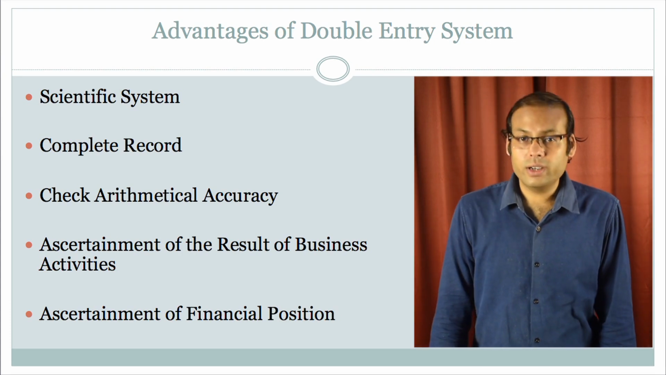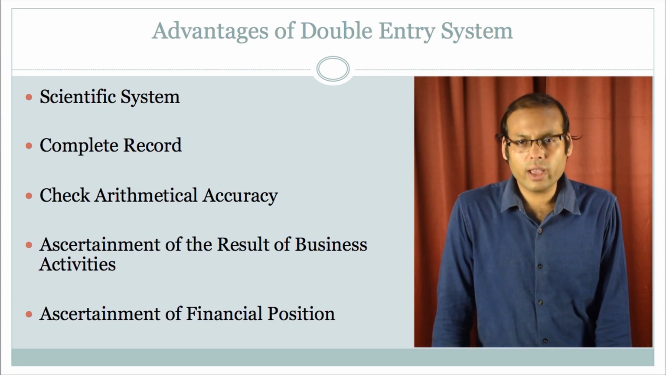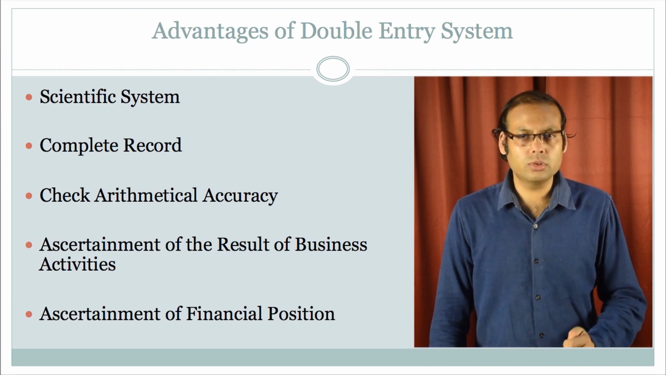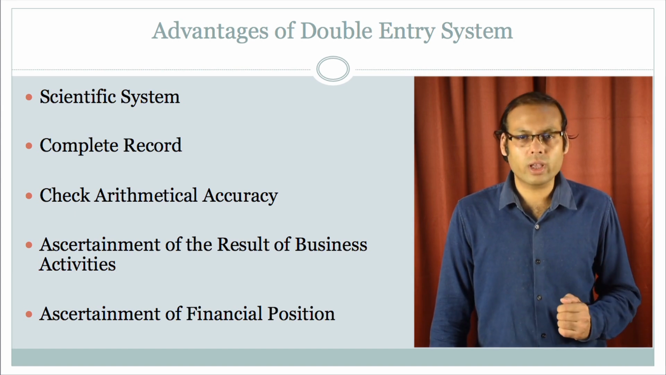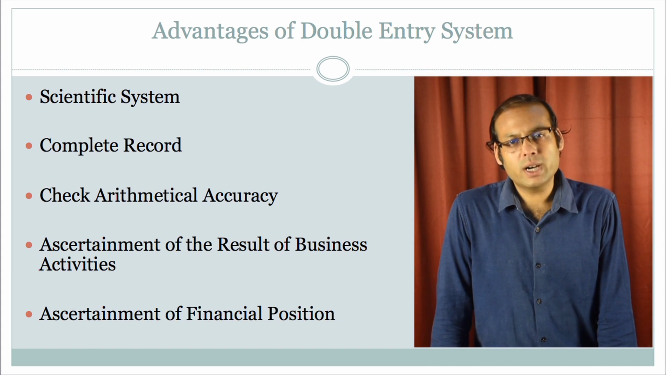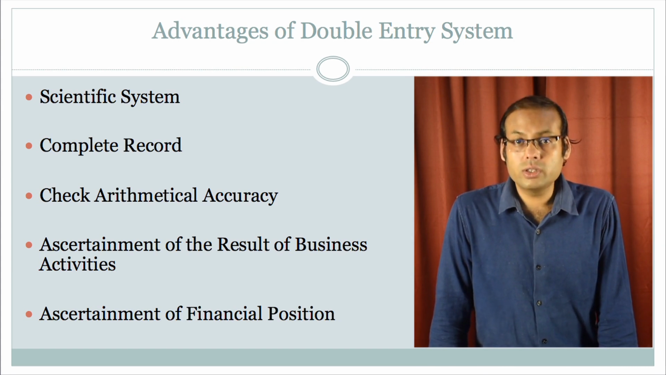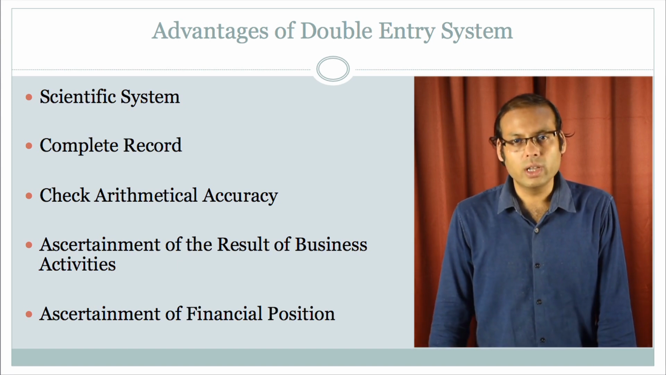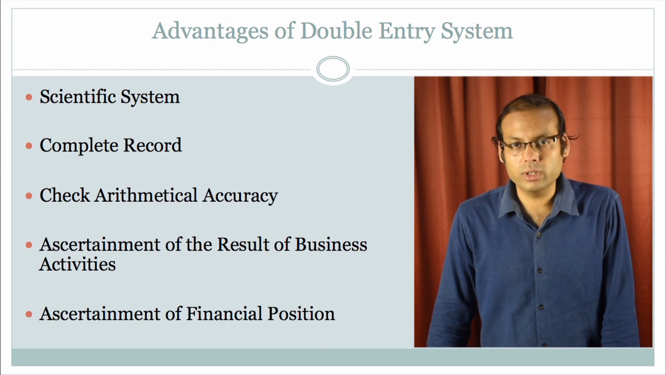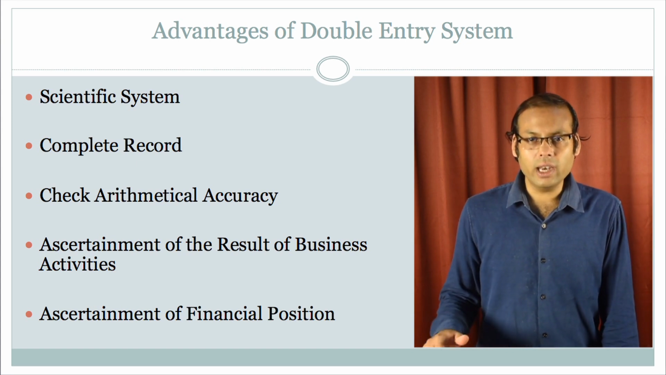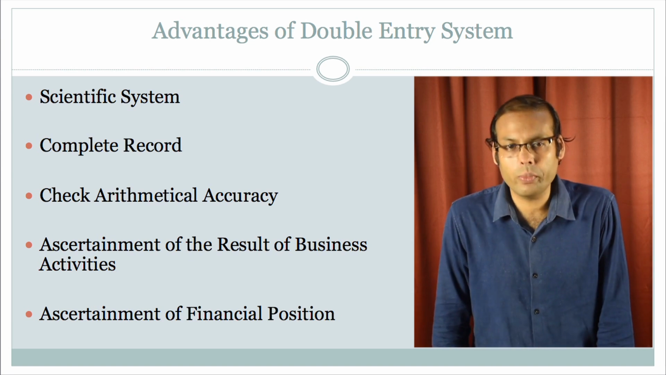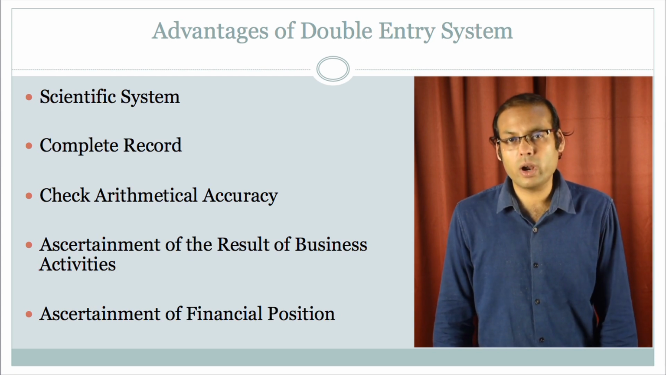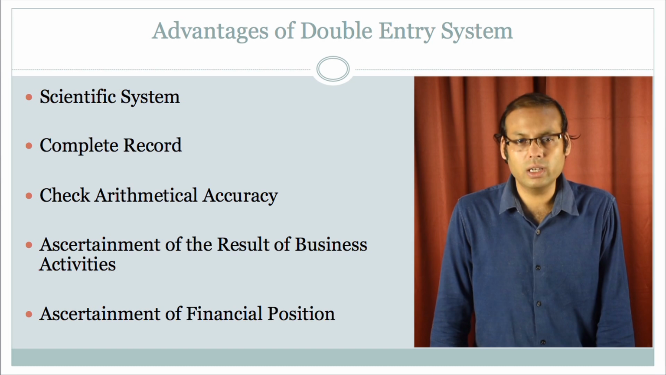Now let us see what are the advantages of this particular system. This is the scientific system. If I wrongly recorded a particular aspect, suppose in my books of accounts I have recorded purchase for rupees 3000 instead of rupees 2000, but when I have recorded the cash aspect in the cash book, I have recorded it rightly as 2000. So these two amounts will vary and it will show that there are some mistakes in the recording. So this system is very scientific and it serves the purpose of checking all the entries arithmetically.